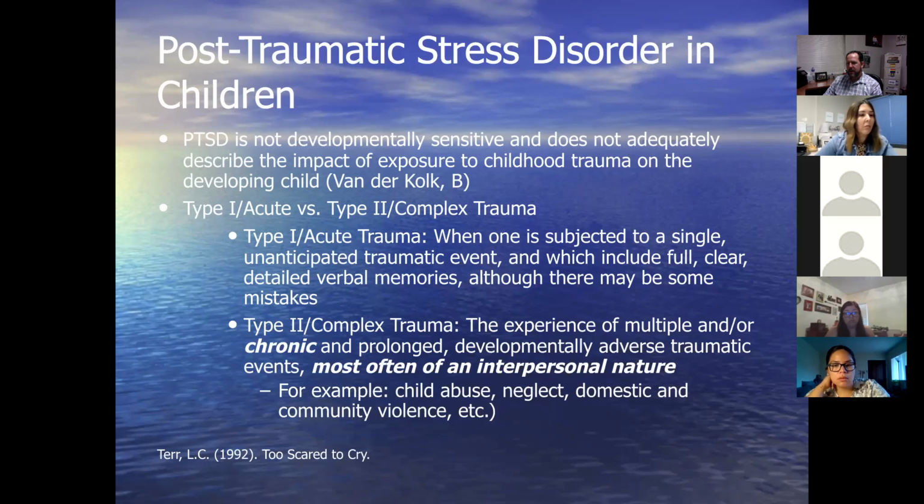Some require professional help to move through those events, especially if you've been exposed to previous traumas growing up. Then a single incident can have a longer lasting impact and bring up all the old experiences. We're going to focus today on type 2, or complex trauma: the experience of multiple and or chronic and prolonged developmentally adverse traumatic events, most often of an interpersonal nature. That's what I was speaking to earlier. Child abuse, neglect, domestic violence: these are all things with people who are supposed to keep us safe, and the experience is not that. So that has a different kind of impact.